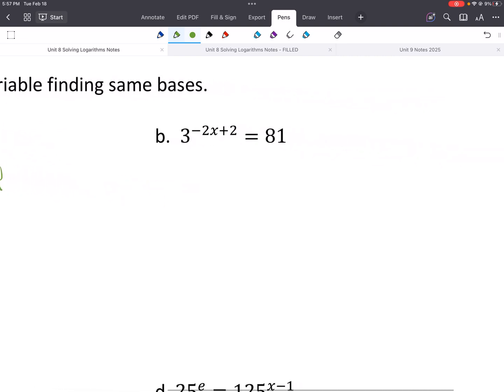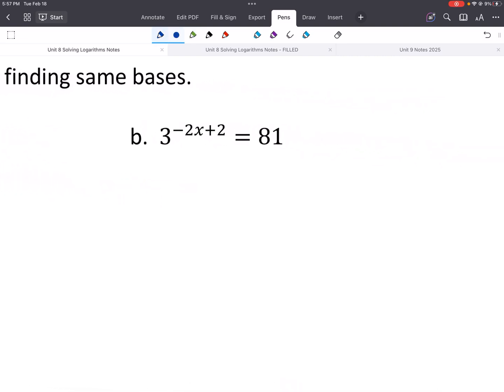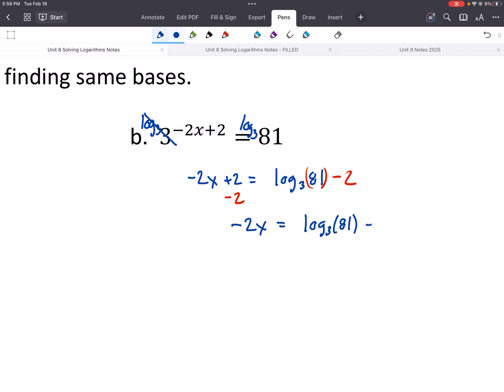Okay. For b, let's give this a go. We'll do log base 3. So negative 2x plus 2 should be log base 3 of 81. And then next we'd want to get this 2 away. Just make sure we put parentheses around that 81, otherwise that subtract 2 might end up inside. Okay. So now we've got negative 2x is equal to log base 3 of 81 minus 2.